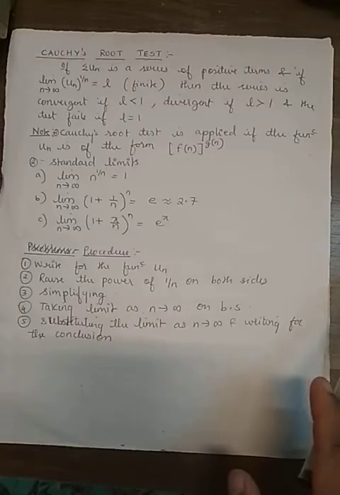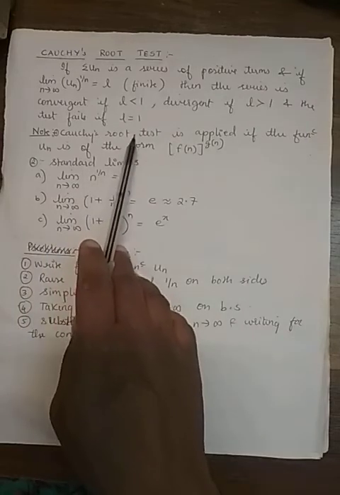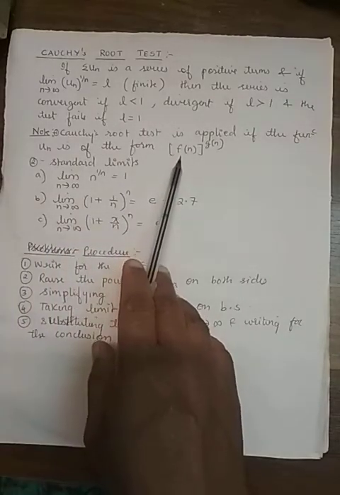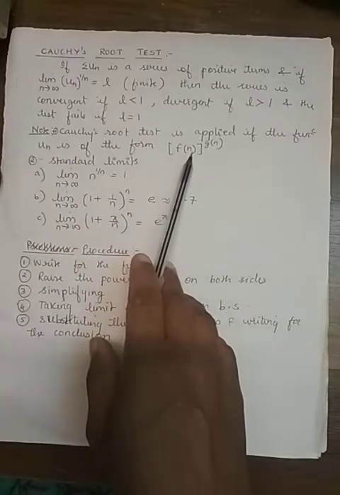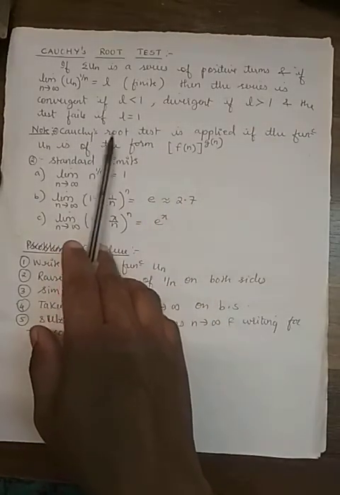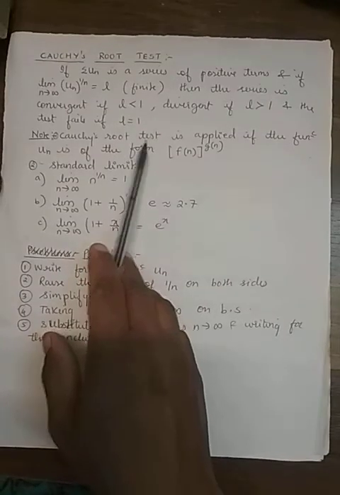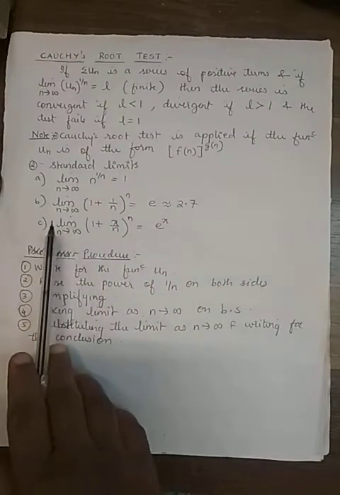Now what is the change in the function? In Cauchy's root test, if you are able to express your given function in the form of f of n raised to g of n, that time you compulsorily have to go for Cauchy's root test, or else go for D'Alembert's ratio test.